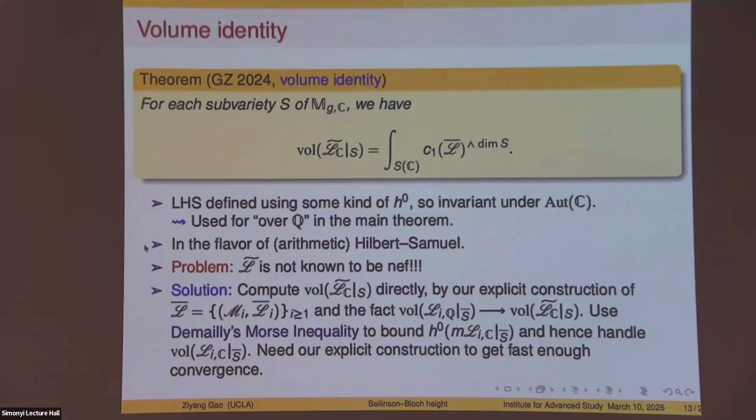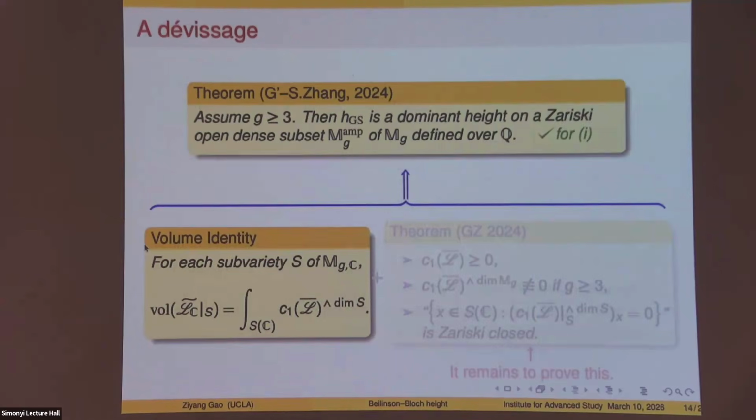Okay, so this is the arithmetic part. Now let's summarize a little bit. So this is our goal. We want to show that this dominant height is the dominant height on the Zariski open dense subset defined over Q bar. That's almost equivalent to saying that the volume is positive. And we now prove this volume identity.